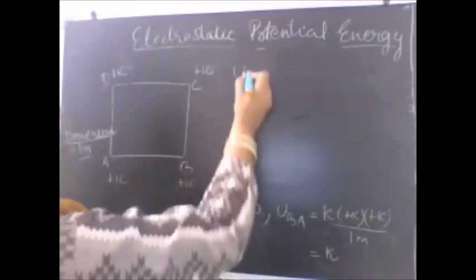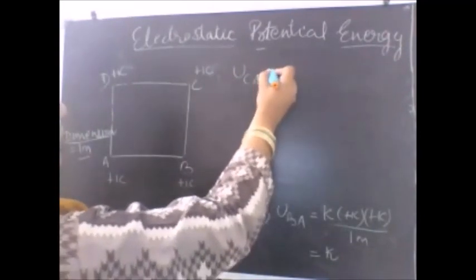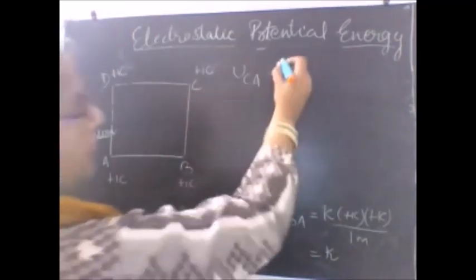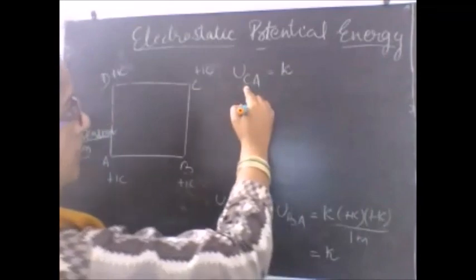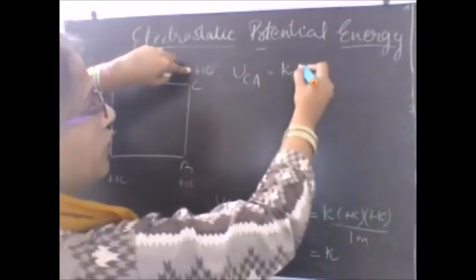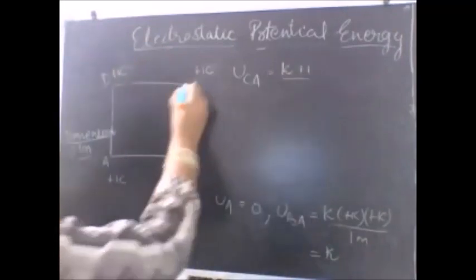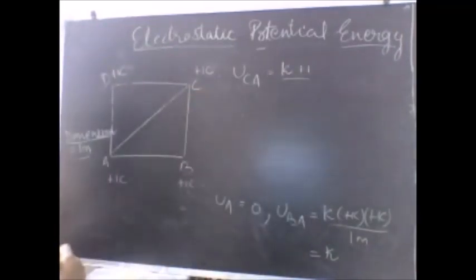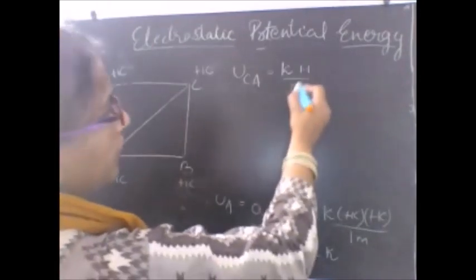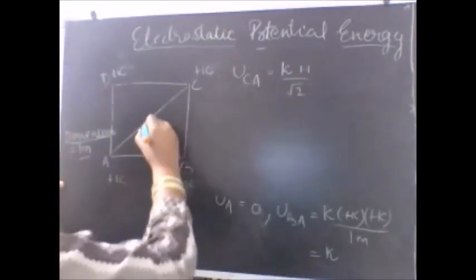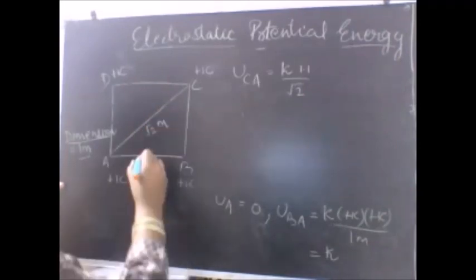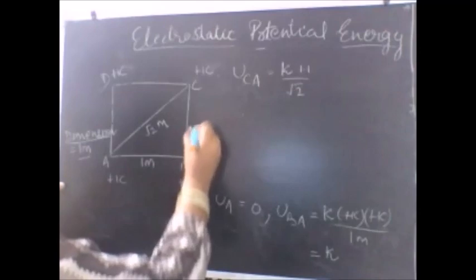So what is UCA here? UCA, the formula will be K, charge at C, which is 1 coulomb, and the charge at A is also 1 coulomb, so it is 1 into 1 divided by the distance between the two charges. So it is under root 1 square plus 1 square, which comes out to be under root 2 meters, since this is 1 meter and this is 1 meter.